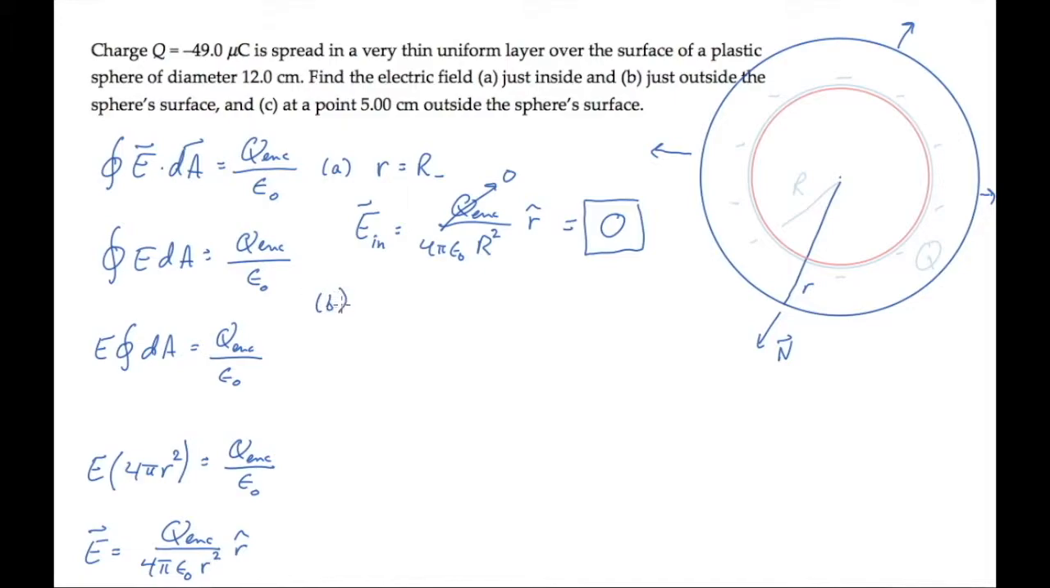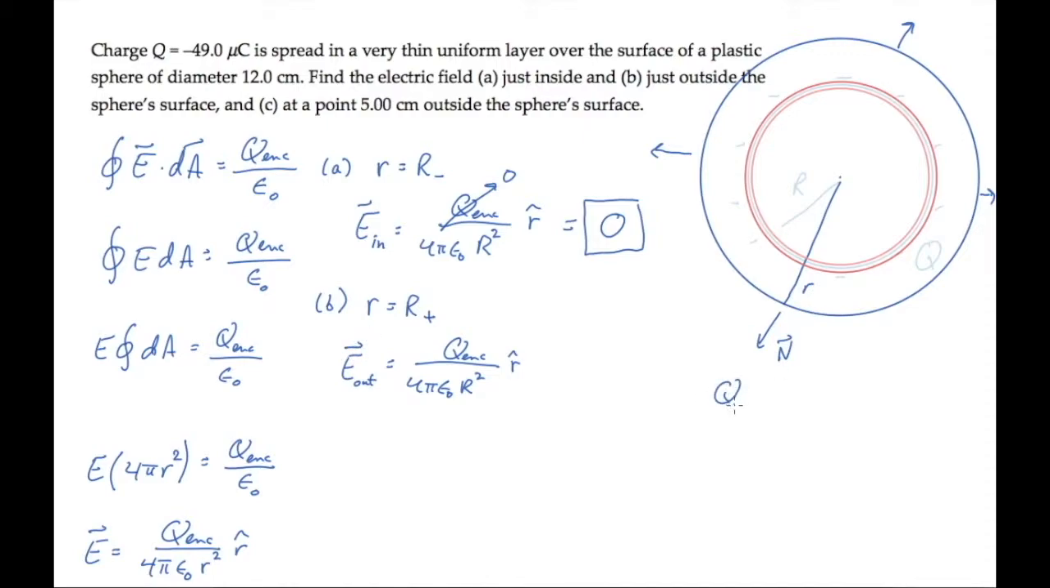In part B, we're asked about just outside the plastic sphere. I'll draw that in a darker red color. The electric field there is the enclosed charge divided by 4 pi epsilon naught capital R squared again. But this time we see that the dark red sphere encloses all of the charge on the plastic sphere because the dark red sphere is just outside of it.